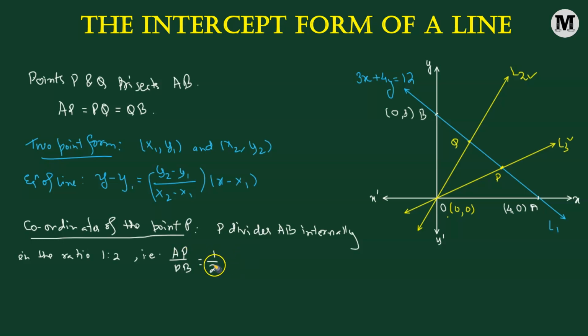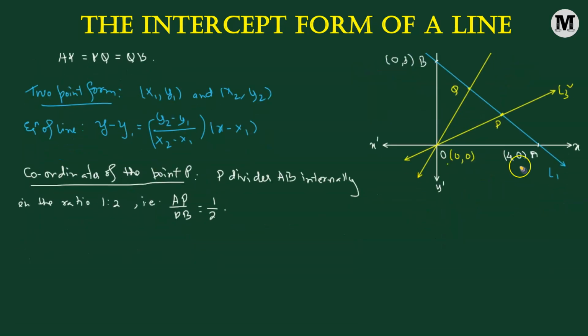So using this information, our goal will be to determine the coordinates of point P. Clearly here AP is 1, and PB is 2. To find the coordinates of point P, we'll start by computing the x coordinate. We'll take the value 1, which is going to get multiplied to the x coordinate of point B, that's 0.